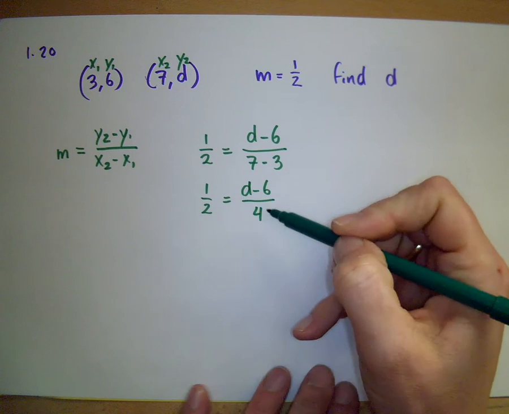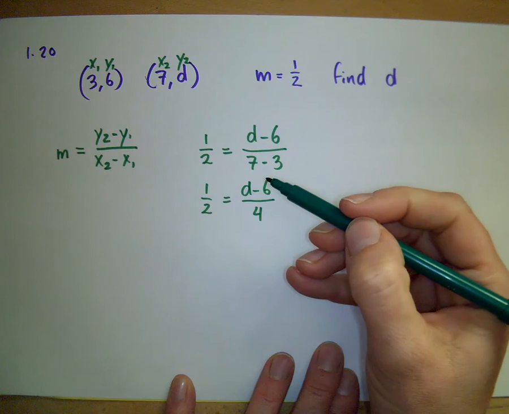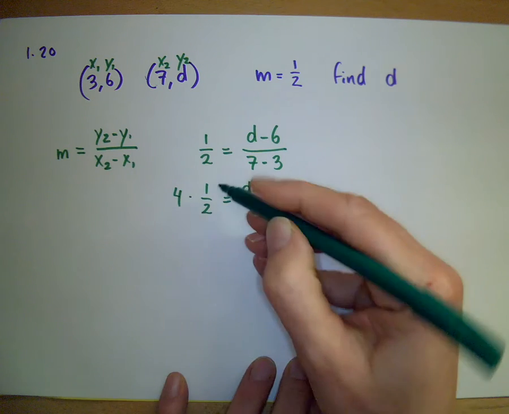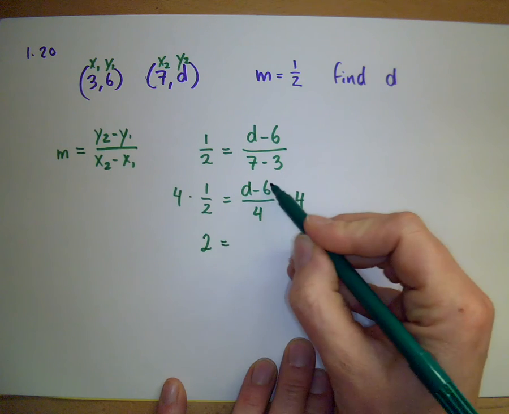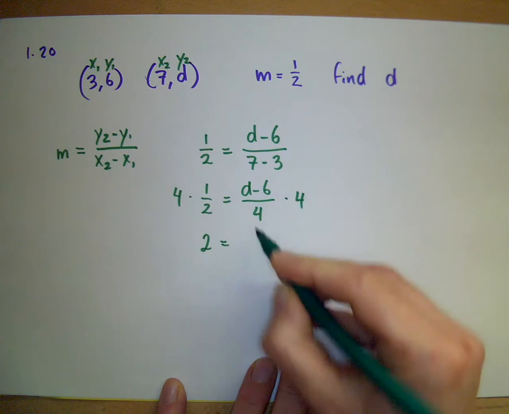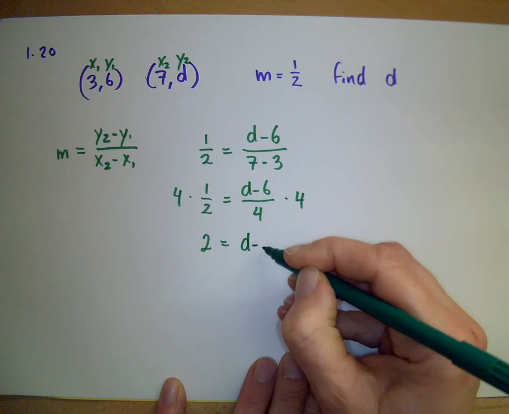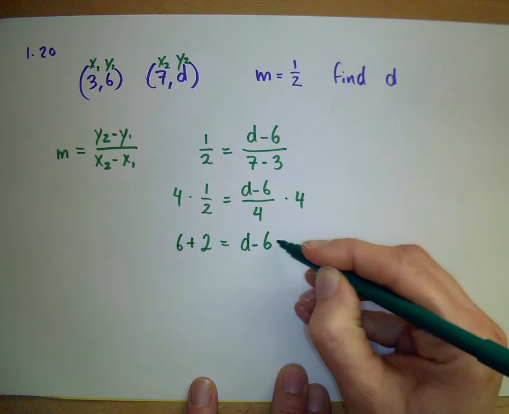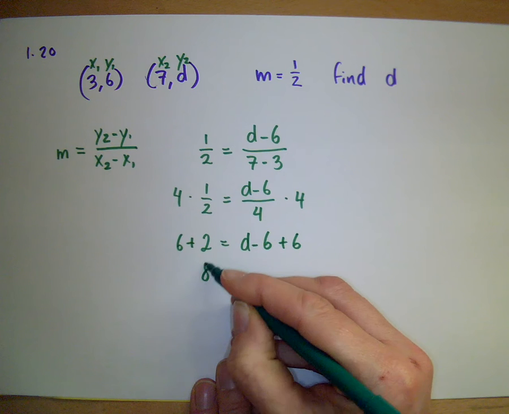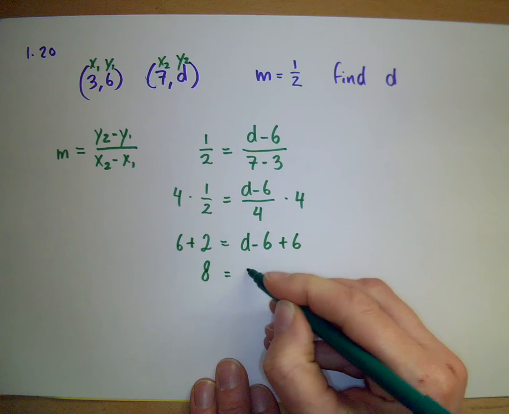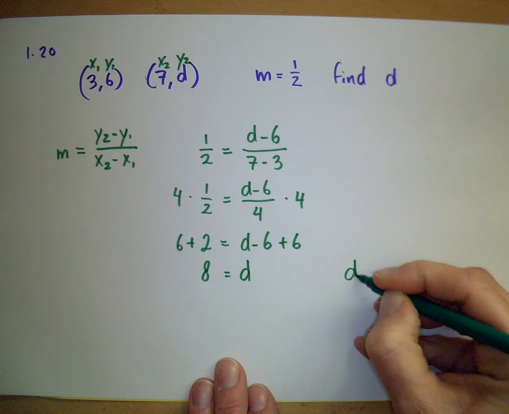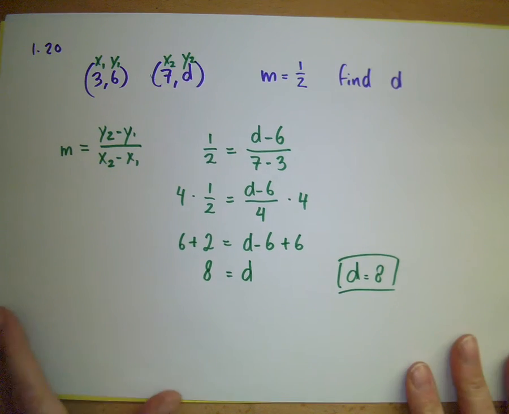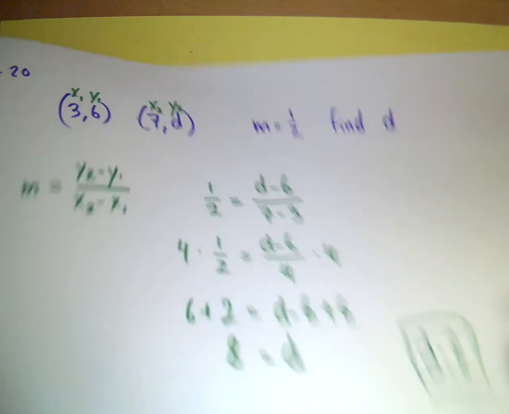Let's multiply both sides by 4. 4 times 1/2 is 2. Something divided by 4 multiplied by 4 is just the original something, D minus 6. Let's add 6 to both sides. 8 equals D. So D equals 8. That's our answer. Ooh, I'm going to need more paper. Let's do number 8 as well.